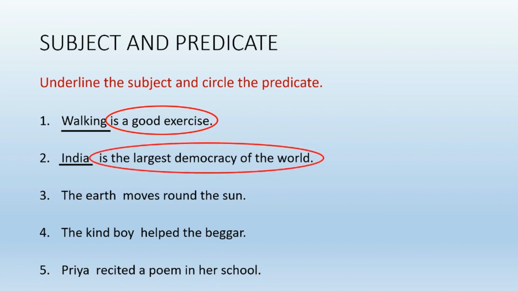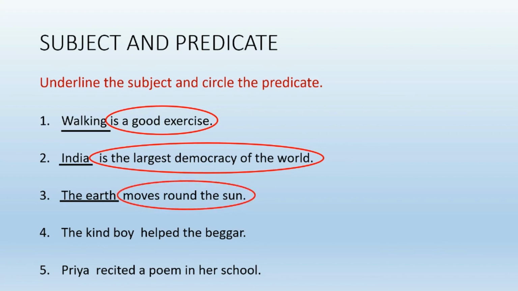The earth moves round the sun. So the thing mentioned over here is the earth. So the earth is the subject and we are saying something about the earth. So what we are saying about the earth, that it moves around the sun, is called the predicate.